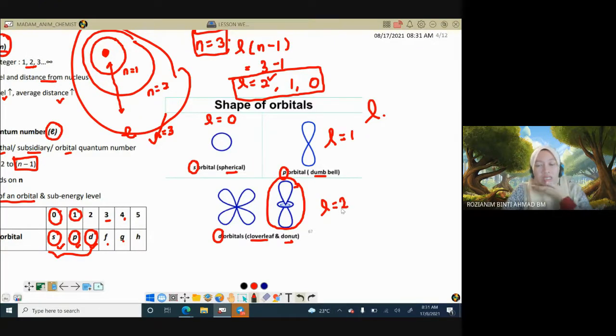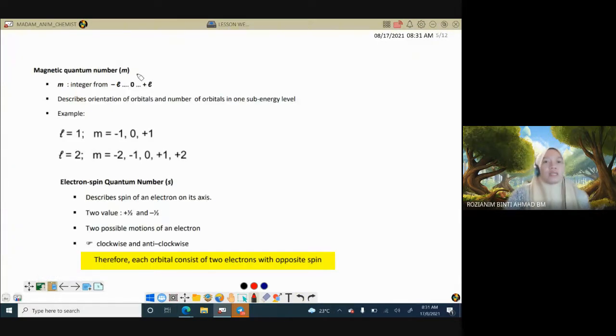Tugas kita sekarang adalah in our syllabus matriculation, we just draw spherical, dumbbell and also cloverleaf and donut sahaja, which is we draw S, P and D orbital only. Okay, next. Nanti kita practice exercises. Okay. The third number 3, nama dia adalah magnetic quantum number. So, magnetic quantum number, the label is M small letter.